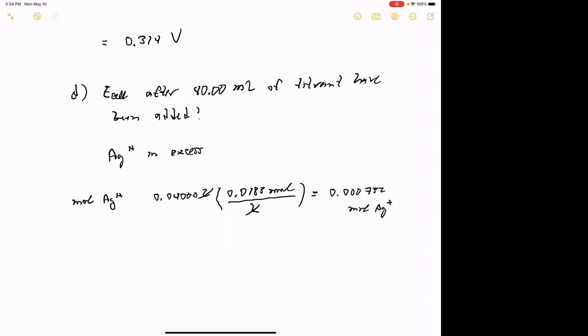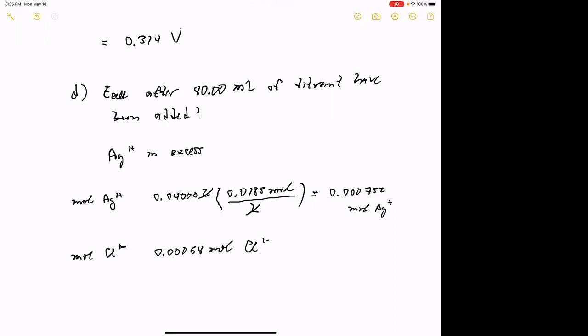The moles of the chloride, remember, don't change, right? Because that's what's in solution to begin with. So we had that from a prior calculation, and that turned out to be 0.00064 moles. All right, so we verified here that indeed the silver ion is in excess. I've got more of it in there.